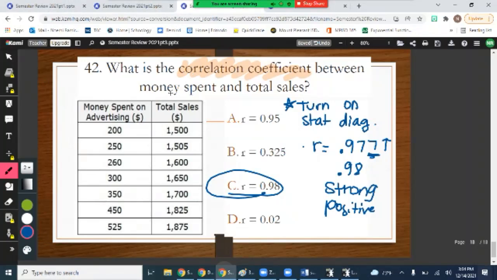And there's the closest one. The reason I wanted to address rounding is just because I feel like half of you would probably try to choose 0.95 because it is technically close, but 0.98 is closer. Strong positive, just in case you are asked that on the test.